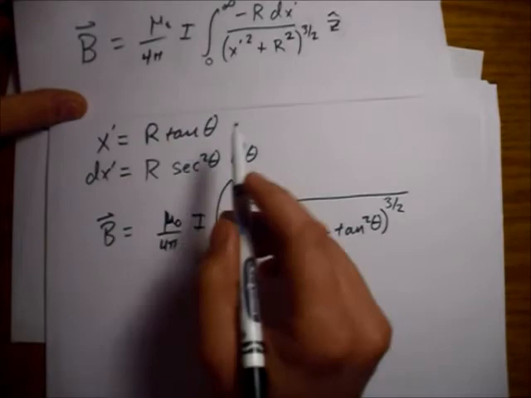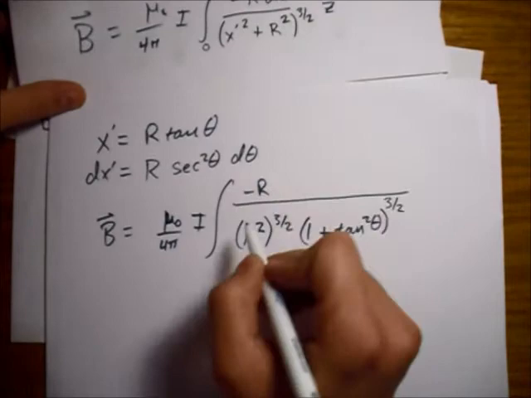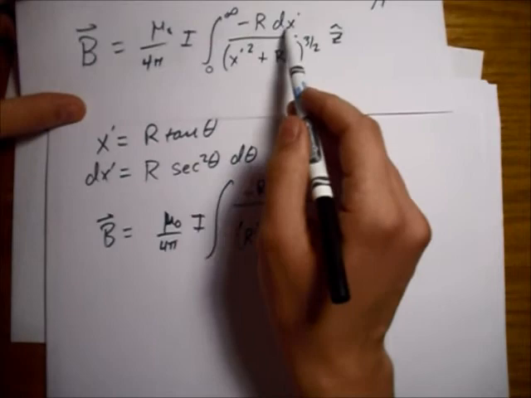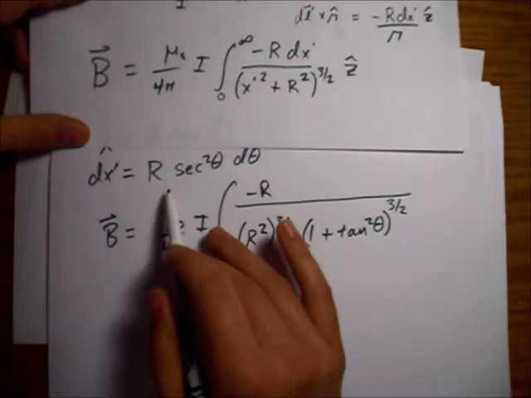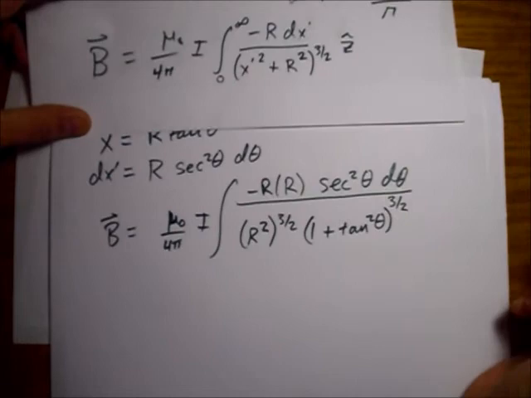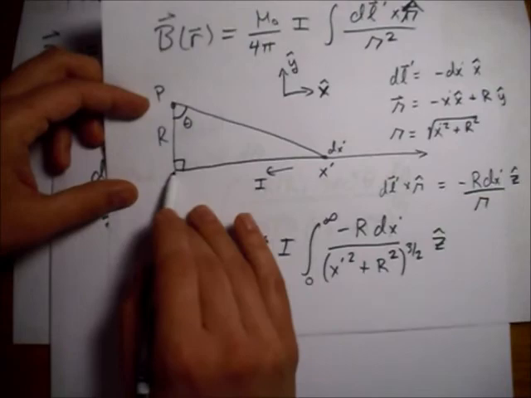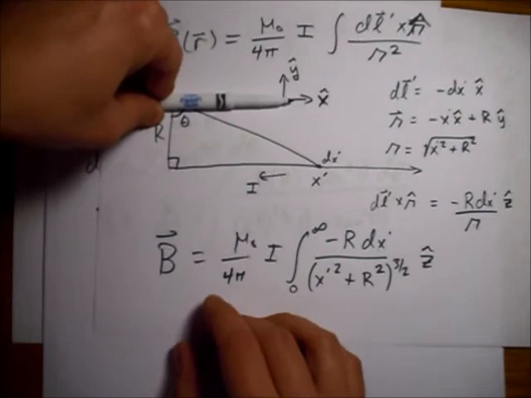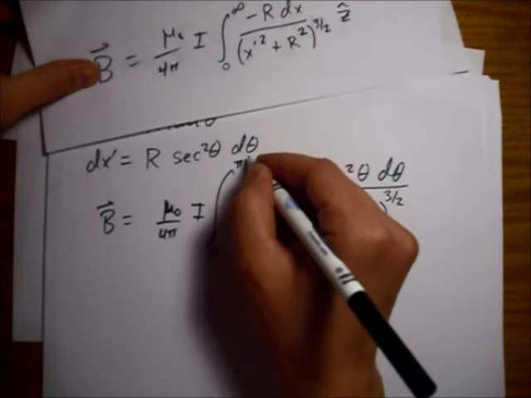Then we have a minus R up on top, and then we had, right, okay, now we're putting in our dx prime. Okay, dx prime is right here. So we have an R secant squared theta d theta. And now, when we're looking at theta, we're not going from 0 to infinity, we're going from this angle, which we'll still call 0, out to pi halves. So there's our limits of integration.